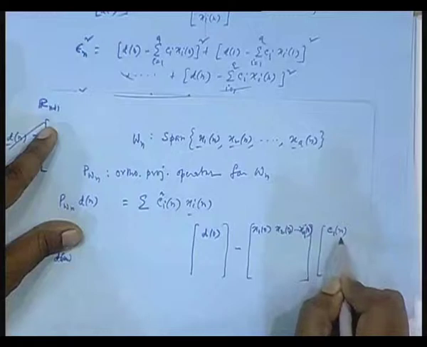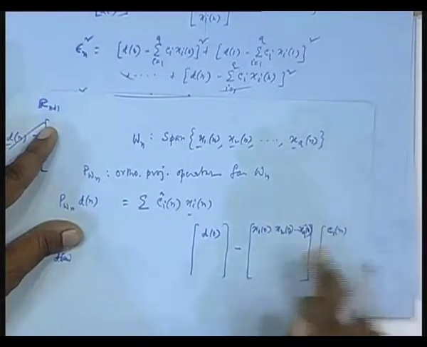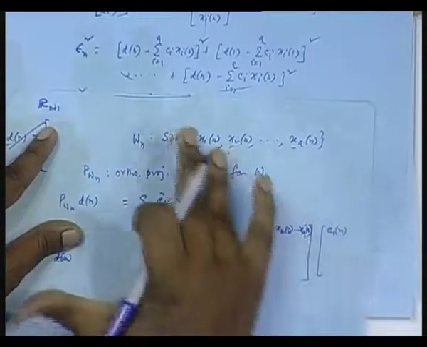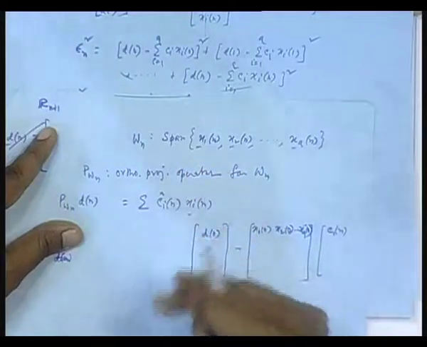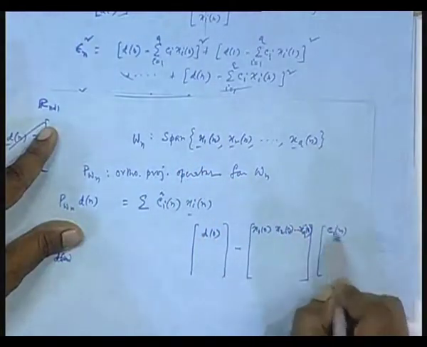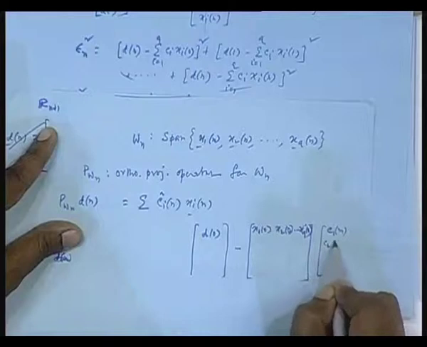I am using the subscript n because the coefficients after all will depend on the index n, because I am using data up to index n. If it is instead of n, n plus 1, n plus 2, new coefficients will come. Only for that I am using this notation.